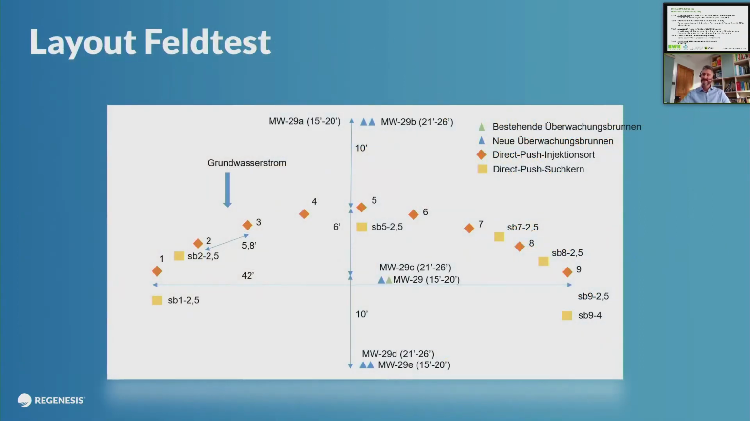So this is a pilot study. We injected into the orange diamond shapes. The groundwater is flowing from the top of this drawing to the bottom. It's a slightly curved line, and that's because we weren't quite sure exactly the direction of the groundwater flow. So we want to make sure that we catch it even if it's slightly off from perpendicular. You'll notice that there's some yellow points as well.